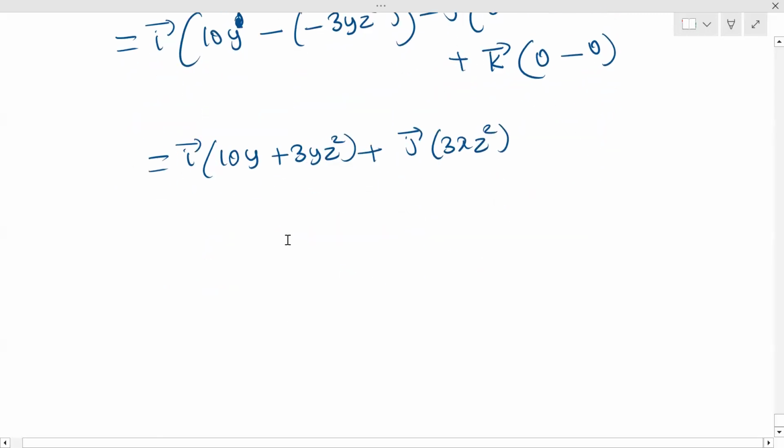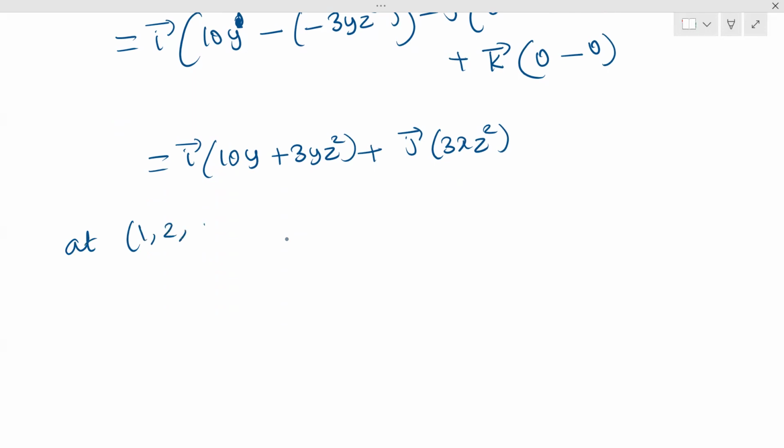So next we have to find it at the point (1, 2, 3). So substitute x is 1, y is 2, z is 3, and we will get the answer 74 i vector plus 27 j vector.